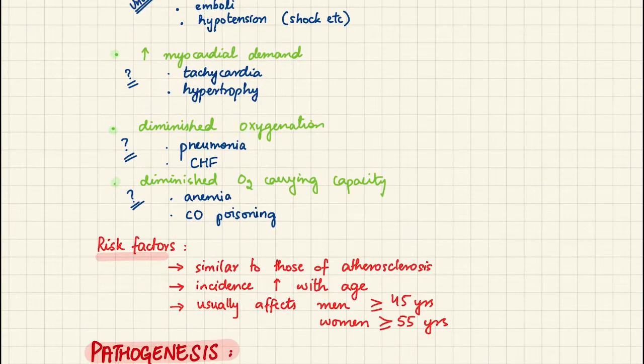And also we have diminished oxygen carrying capacity, which will be in the circumstances when we have anemia or carbon monoxide poisoning that will diminish the capacity of the blood to carry oxygen.